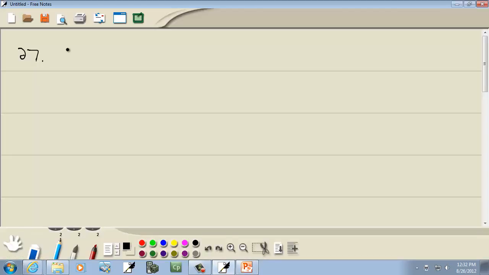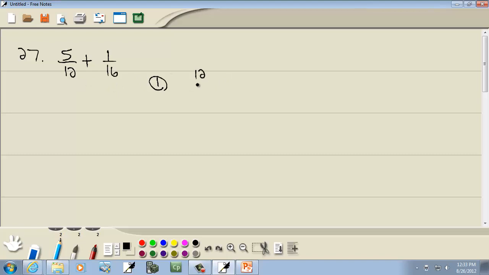Okay, so we got 5/12ths plus 1/16th. Well, our first step. Figure out the LCD and rewrite each of these with a new denominator.